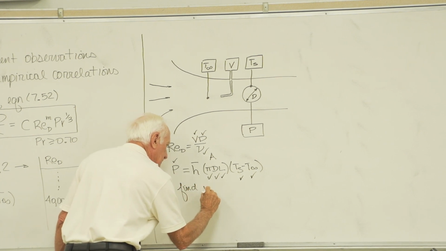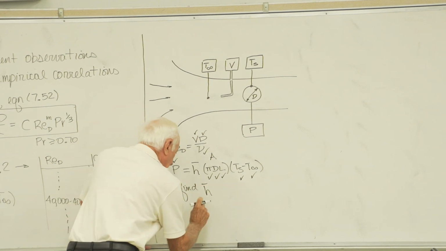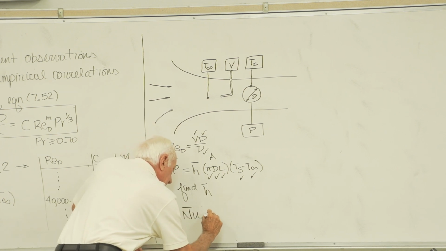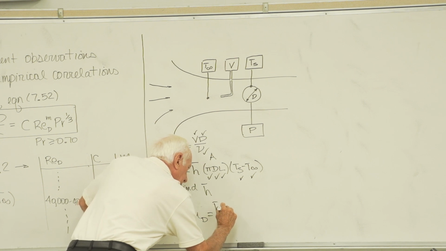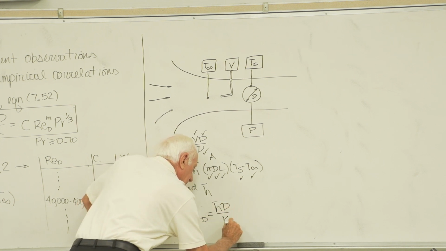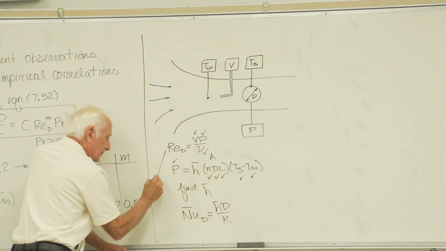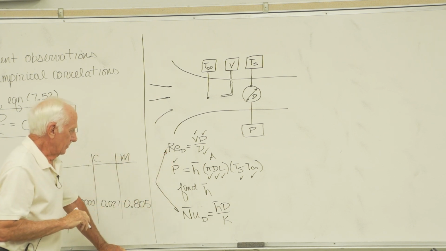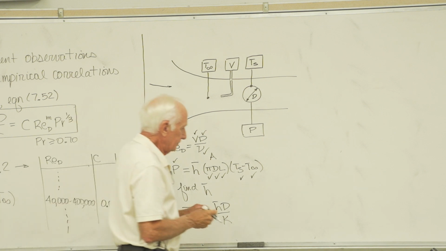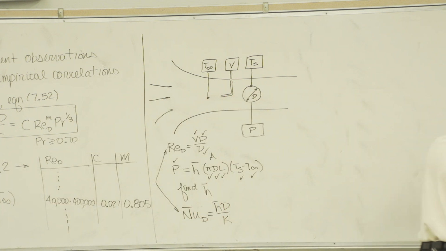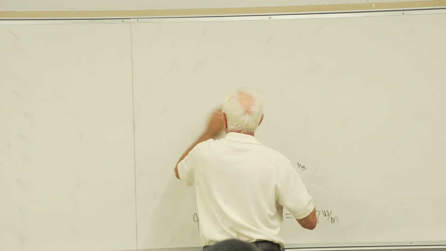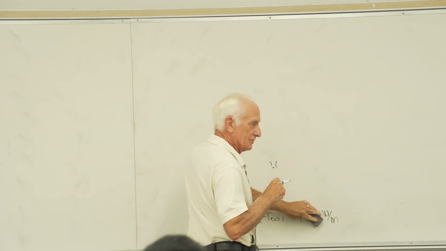You back out H bar from that equation, and then you get the Nusselt number, average, based on diameter D, H bar D over K. So now she had the 2 dimensionless parameters, Reynolds and Nusselt. And she did that. She changed the velocity. You change the velocity and you get different Reynolds numbers.